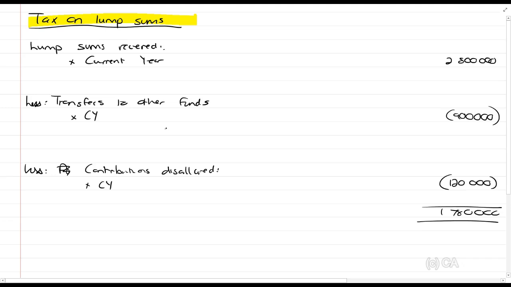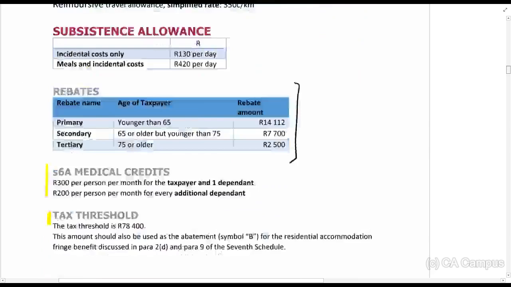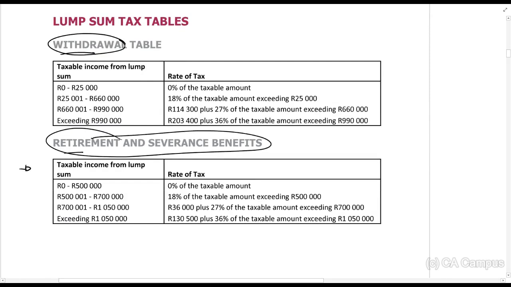Right, that's taxable income. And we then go to the tax per tables. Remember the concept I'm discussing here now. Again, these tables are not necessarily correct, but you need to remember which tax table to use, either the withdrawal tax table or the retirement and severance benefits tax table.